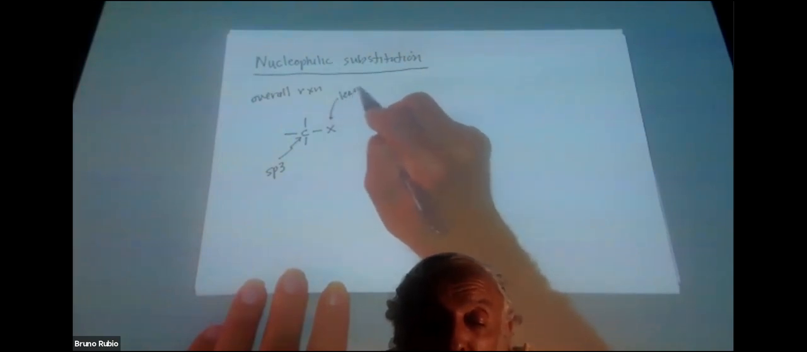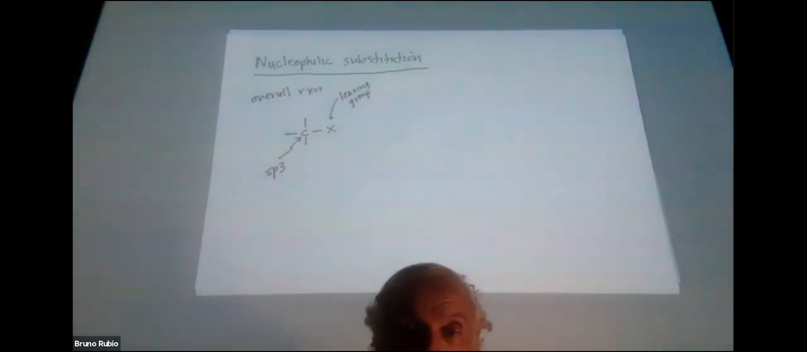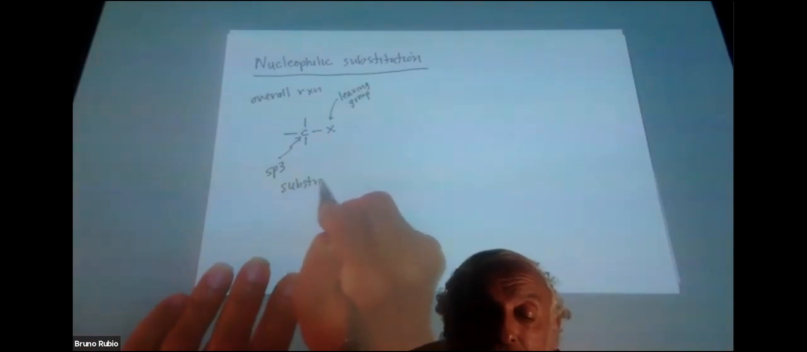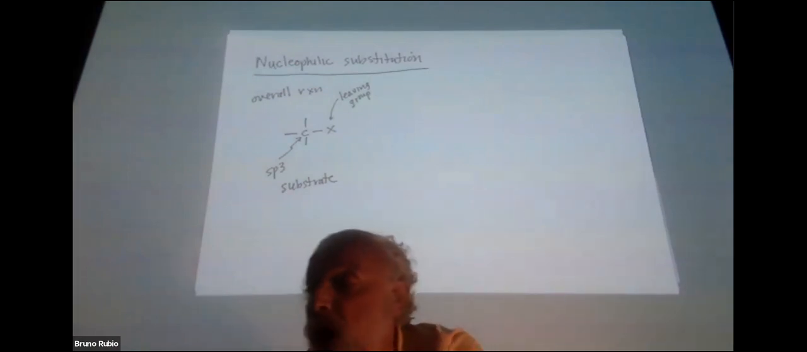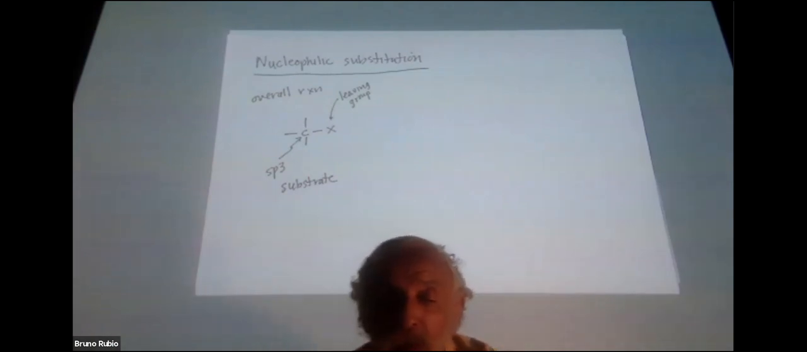This guy here, this is called the leaving group because, as we will see, it leaves. There are many kinds of leaving groups in organic chemistry. And if you're around for Orgo 2, you will undoubtedly be meeting more leaving groups. But for right now, all we can confine ourselves to is the halide as a leaving group. Okay, this molecule is called the substrate. It's an sp3 hybridized carbon bonded to a halide, which is the leaving group.